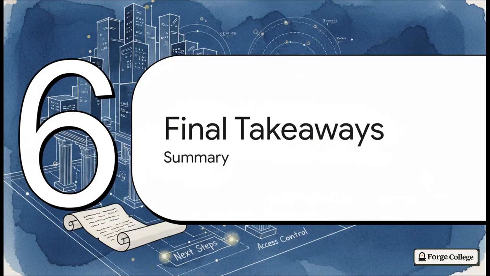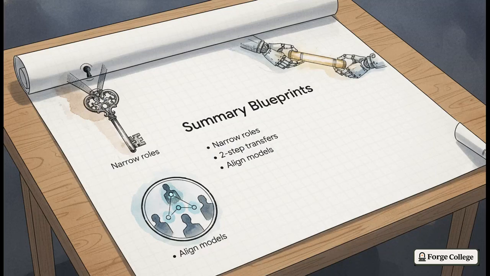Section 6, Final Takeaways. Let's quickly summarize our architectural blueprints so you have a really solid foundation to build from. Here's the rapid-fire summary to shrink your attack surface and maintain your operational sanity over the long term. Number 1, map privileges to the narrowest role possible. Please stop making God mode accounts that can do everything.